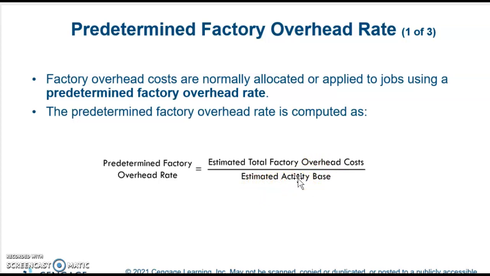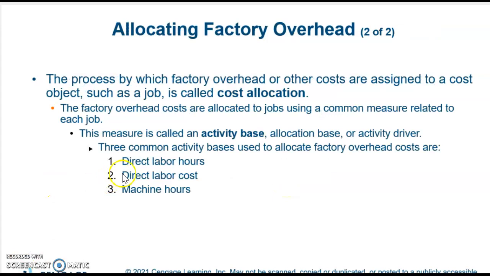Now, I know that's a lot of words there, and let me just tell you what it is. That is the base that the company believes drives their costs. This estimated activity base is what the company believes drives their cost. Okay, so it could be direct labor hours as the activity base, or the direct labor cost, or the machine hours.